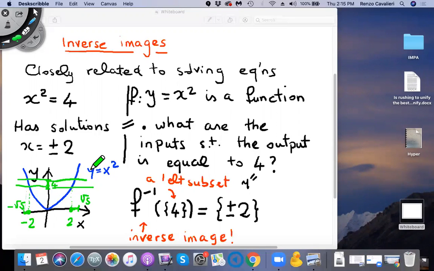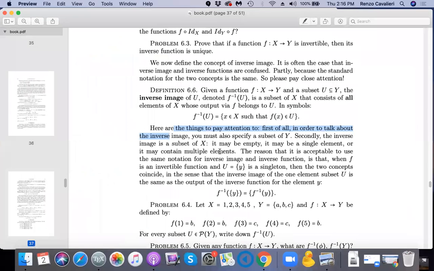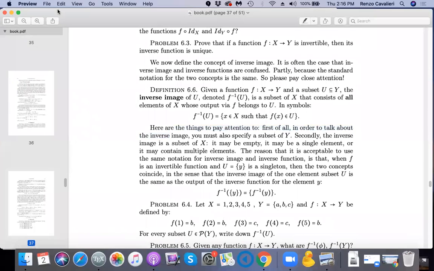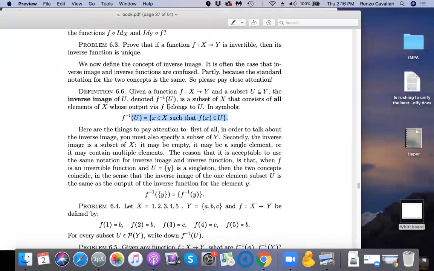So, hang on, I'm sorry, I'm trying to think. What is the definition of an inverse image? So it's in the book. Let me pull it out for a second. I have to pull out the book. You guys can all see it, right? So it's here. It's definition 6.6. Okay. Let me highlight it.